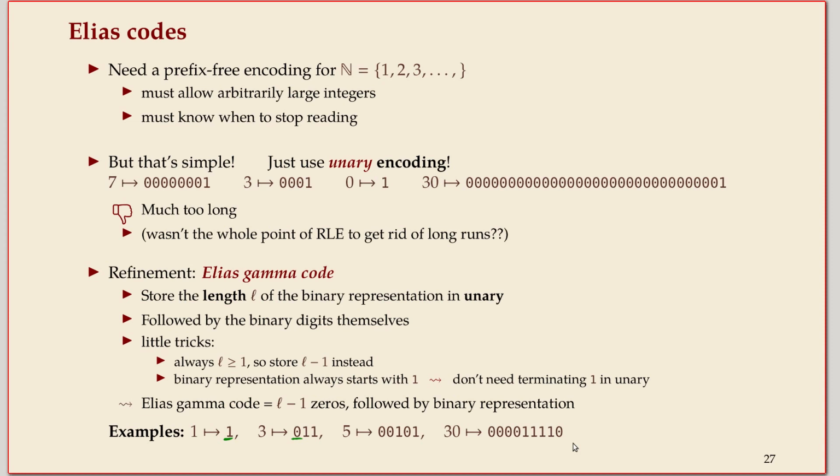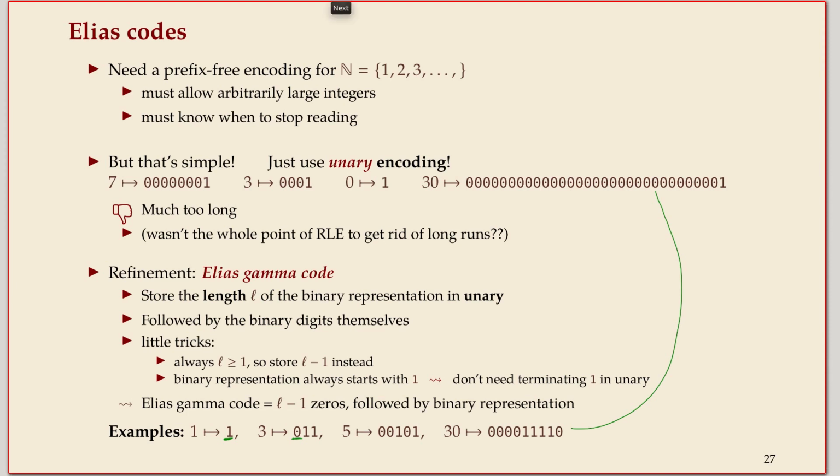That's Elias gamma code. And that's able to represent any number as big as you like by just using enough zeros. But if you compare the lengths of those two representations for the same number, you see that this is linear in the value of the number, whereas this is 2 times the logarithm. So that scales much better to larger numbers.